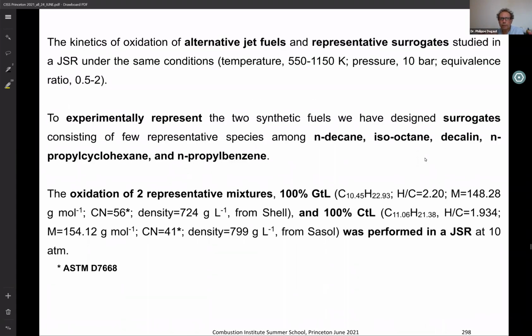So we studied the kinetics of oxidation of alternative jet fuels and surrogates in a jet stirred reactor. We operated over a range of temperature which covers both the low temperature chemistry and the high temperature chemistry. It was done at 10 bar for equivalence ratio ranging from 0.5 to 2, which covers both fuel lean to fuel rich conditions.